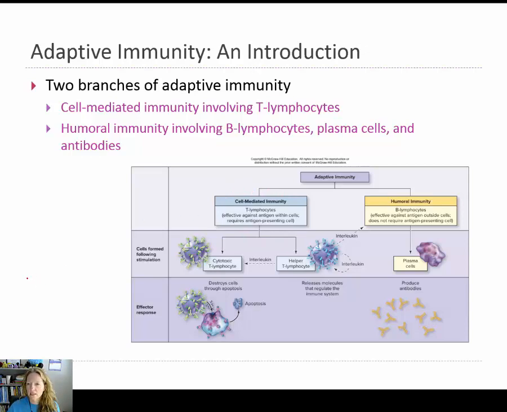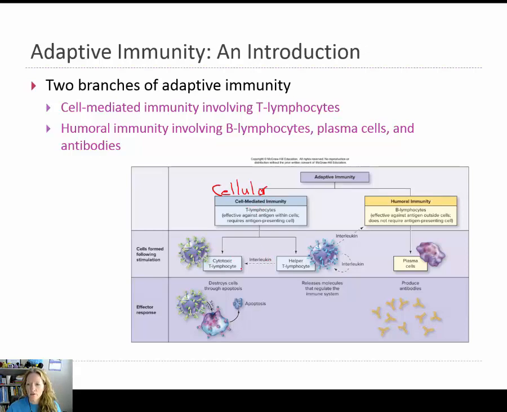This is where you have T cells. They are going to be the main cells in this cell-mediated immunity. Another term for it can be cellular immunity, so you might see that as well. Cellular. Does that look like cellular? Hopefully.